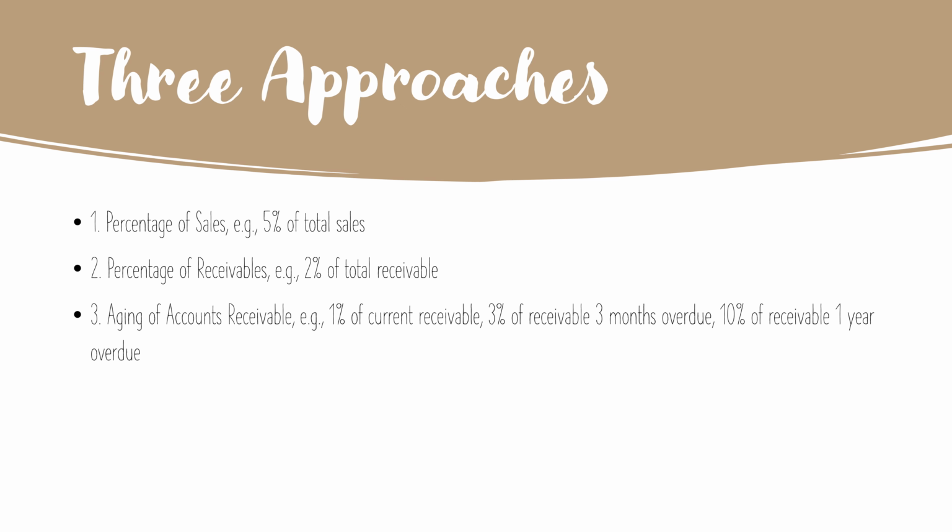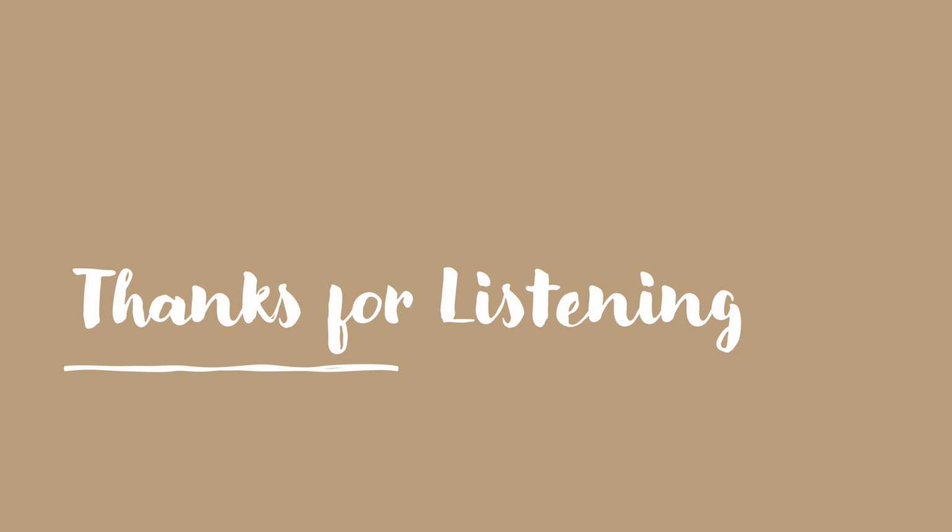The last one is aging of accounts receivable approach, which is to list the receivables in order according to their age, then estimating the bad debt as a percentage of each receivables. For example, 1% of receivable will be uncollectible if it is current, 3% will be uncollectible if it is overdue 3 months, and 10% will be uncollectible if it is 1 year overdue. And that's all for the topic.